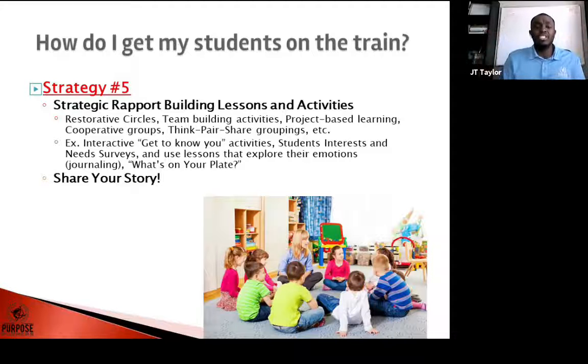Now, the last strategy is strategic rapport building lessons and activities. Now we're talking about restorative circles, team building activities, project-based learning, jigsaw, cooperative groups, think, pair, share opportunities. These things can be strategically used to build rapport. There's a great strategy that's called What's on Your Plate. Oh my goodness, this is a great strategy.